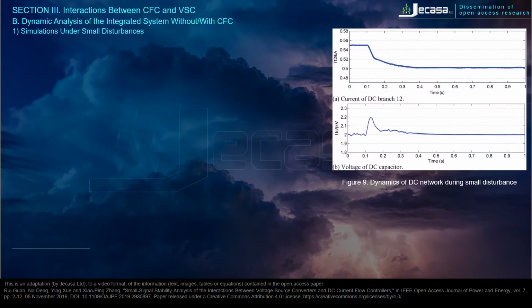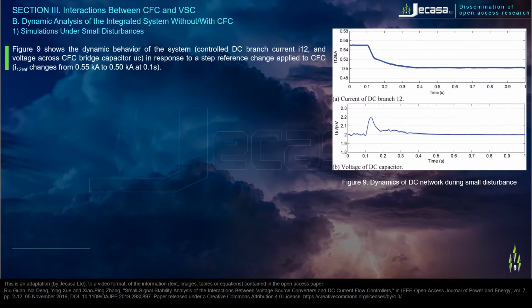1. Simulations under small disturbances. Figure 9 shows the dynamic behavior of the system, controlled DC branch current I12, and voltage across CFC bridge capacitor UC, in response to a step reference change applied to CFC. I12 ref changes from 0.55 kA to 0.50 kA at 0.1 seconds.